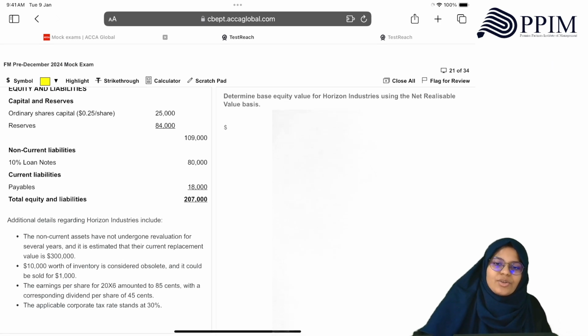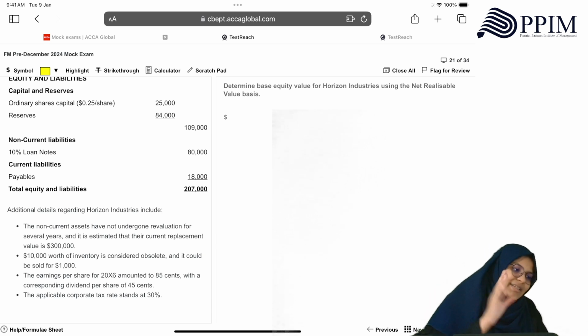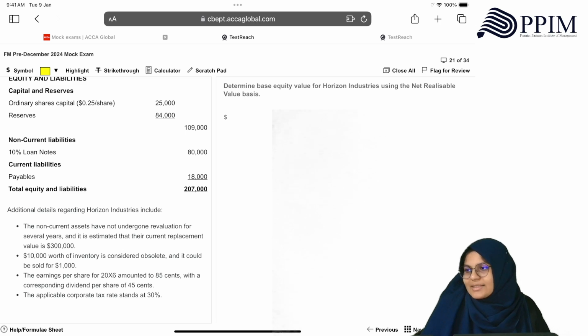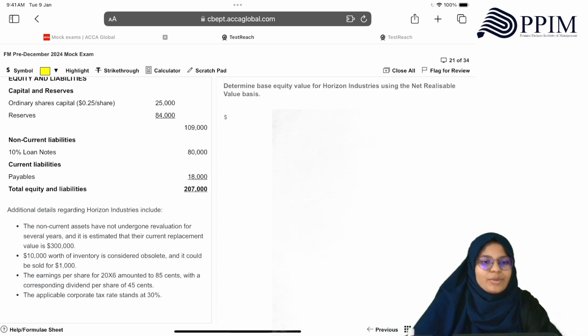Right. So the first requirement is determine the base equity value for Horizon Industries using the net realizable value basis. Now if you are going to value a business, there are three methods. Either you go for the asset based valuation, an income or earnings based valuation, and a cash flow based valuation. So in this case, if you are saying net realizable value, we are talking about an asset based valuation. So you have to take all your assets and deduct your liabilities. That's a simple thing that you have to do here. Right. So let me quickly do that.